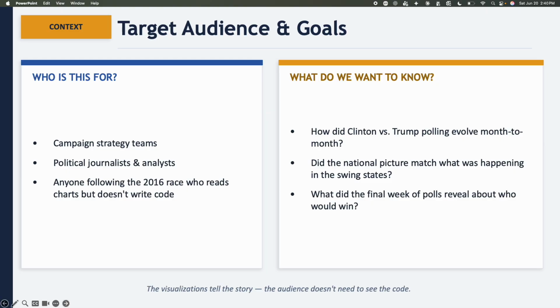The audience I'm picturing for this analysis is anyone who followed the 2016 race closely. This could be campaign staff, journalists, political science students, and people who can read charts but don't necessarily write code themselves. The three core questions I wanted to answer were: how did the polling numbers shift month by month? Did the national picture match what was happening in the battleground states? And what was the polling showing in that final week before election day?